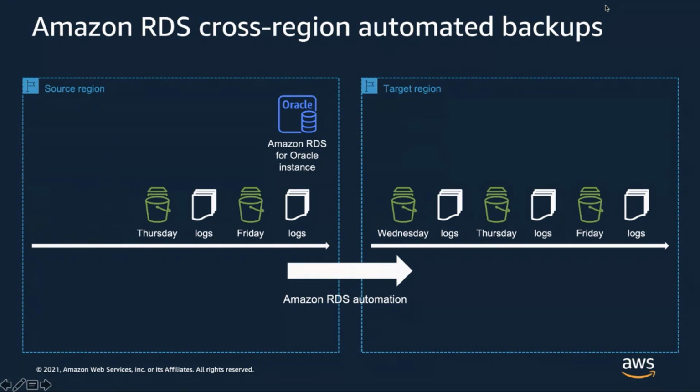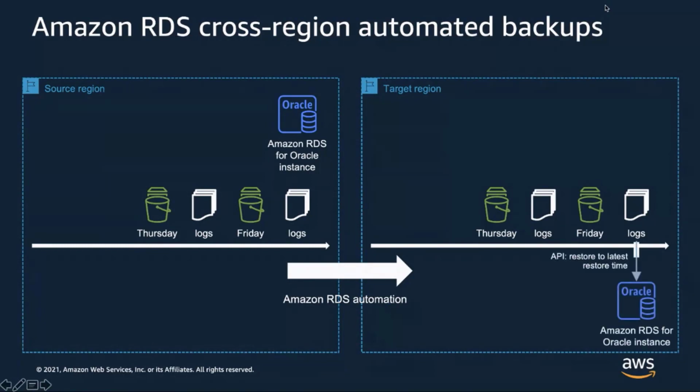As snapshots and logs are deleted from the source region when they've hit their retention, they're also deleted from the target region, and again can have an independent retention. All this allows you to restore to the latest restorable time or any time in the retention period in the target region in the face of a disaster in the source region.